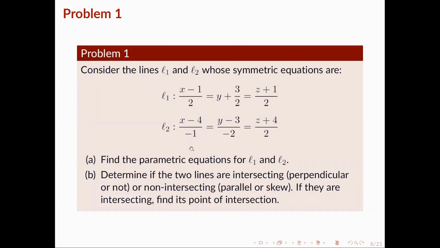We now go on with the problems dealing with concepts involving lines and planes in R3. So for the first problem, we are given two lines. Consider the lines L sub 1 and L sub 2, whose symmetric equations are given by this. For line 1, L sub 1, x minus 1 over 2 equals y plus 3 halves equals z plus 1 over 2. And for L sub 2, we have x minus 4 over negative 1 equals y minus 3 over negative 2 equals z plus 4 over 2.